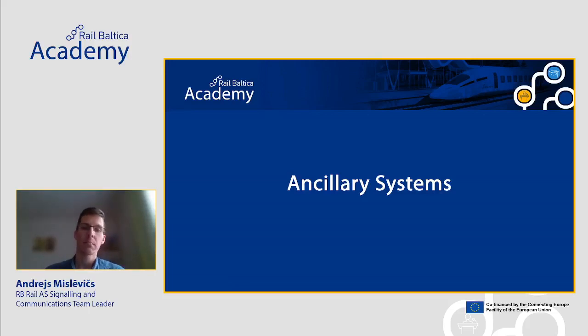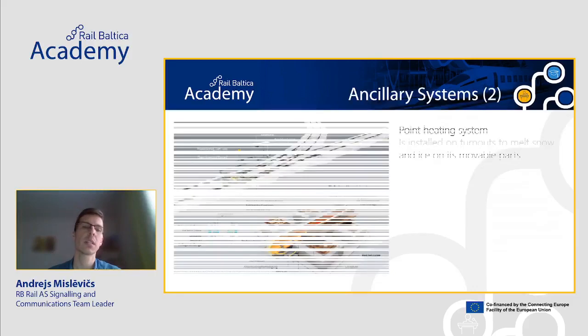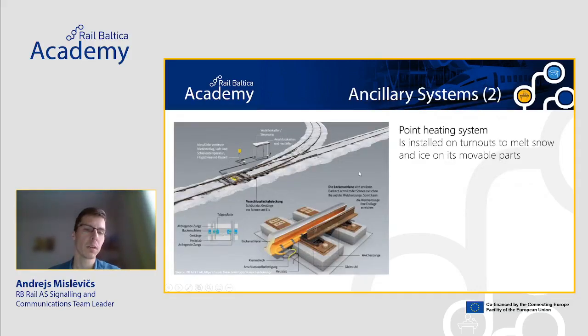And now coming to the ancillary systems, which are supporting or additional systems of CCS, I would like to stop on one of these systems, called the point heating system. It is installed on turnouts to melt the snow and ice on the movable parts of the turnout, as the driveway is set in advance by switching the turnout to the left or right position. The switching itself shall be secured in winter as well, when the heating shall melt the snow and ice. This is one ancillary system which is part of CCS.